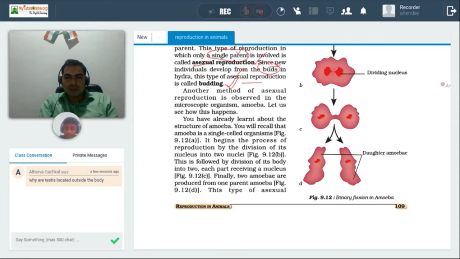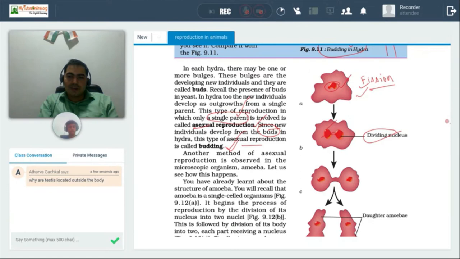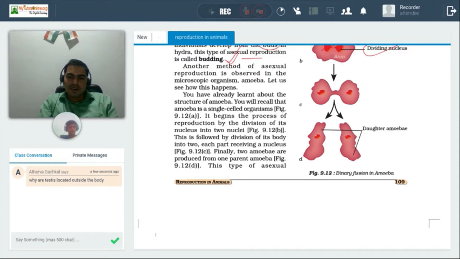What happens in the case of amoeba? Amoeba is an irregular shaped microorganism. It has in the center a nucleus, not a true nucleus, but genetic material is there. First of all, that genetic material starts to divide. It is called a dividing nucleus. It starts to divide into two parts. Once it starts to divide, the body of this amoeba also starts to bifurcate this way. Once the nucleus has divided completely, this body also starts to bifurcate this way, as shown in this diagram.